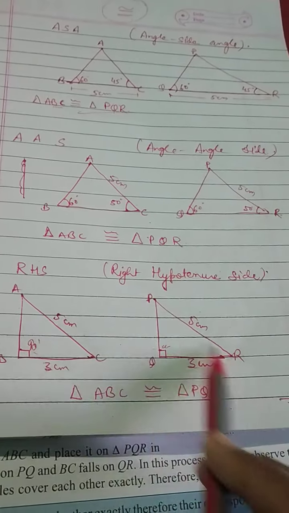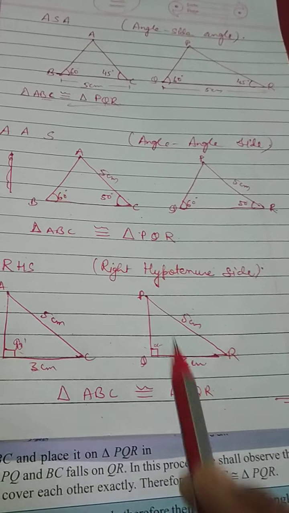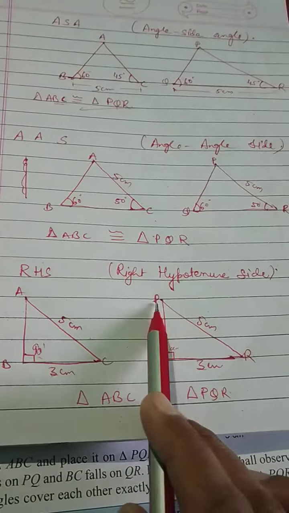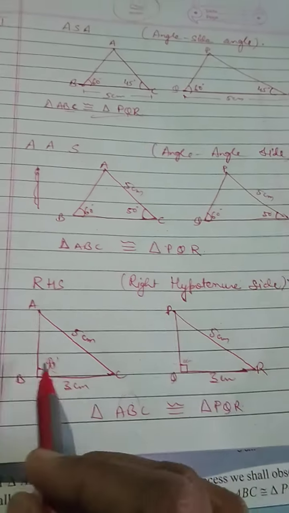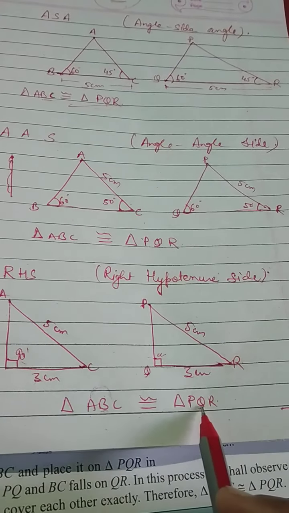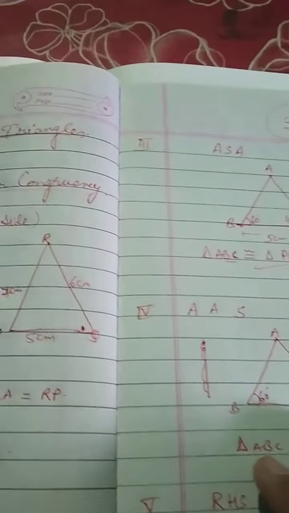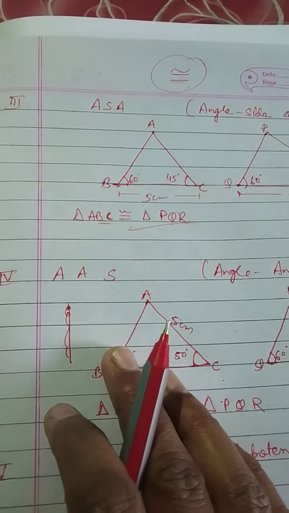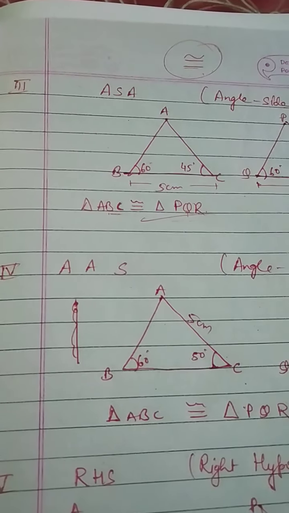You can see right angle hypotenuse side. So triangle ABC is congruent to triangle PQR. Got it? Here also you can see AC is equal to PR. So I have written AC like this is equal to PR. Angle B is equal to angle Q. So angle B is here, so I have written angle Q here. Got it? So these conditions are very important, students. You have to go through it today. Tomorrow in the next video we will start the exercise based on this congruency of triangles. Okay?